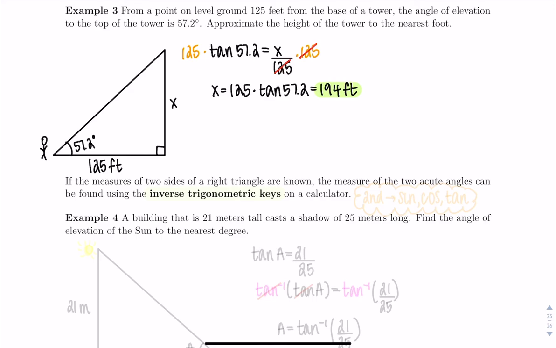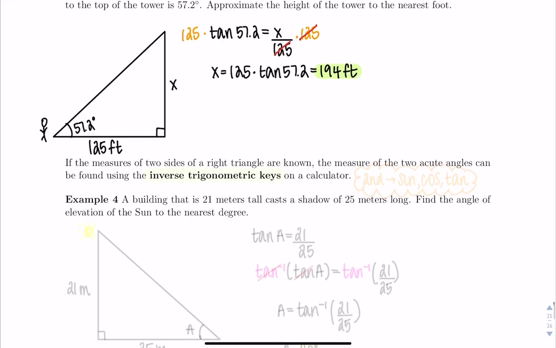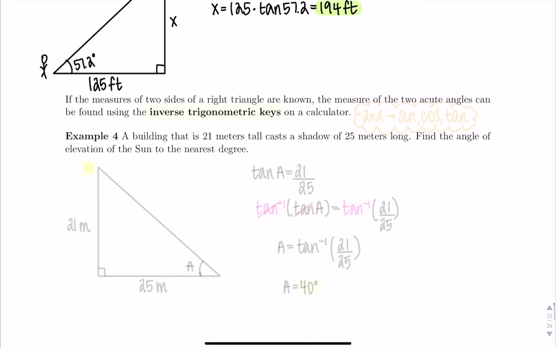Now, if the measures of two sides of a right triangle are known, the measures of the two acute angles can be found using inverse trigonometric keys on a calculator. And so if you're using a TI 83 or 84, you would click the second button, and then if it's an inverse sine, you would click the sine button. If it's the inverse cosine, you would hit second cosine, or if it was inverse tangent, second tangent.